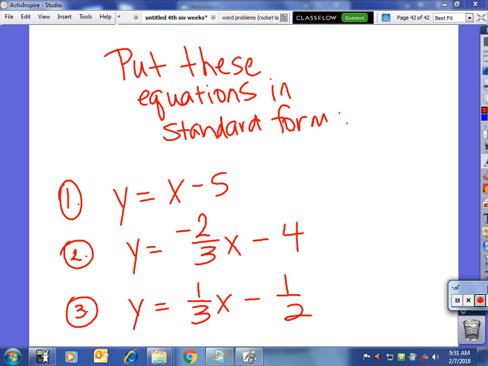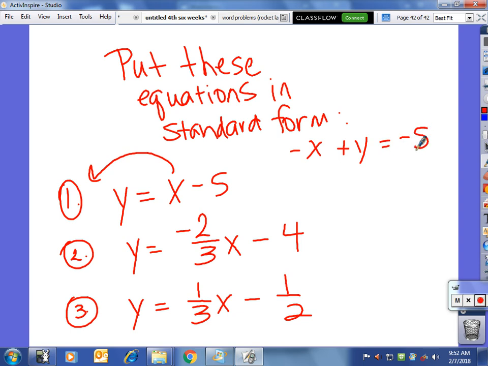Okay, so first let's just practice putting slope-intercept into standard form. Remember, standard form cannot have fractions. I have a lot of kids that understand that the x and y have to be on the same side. That is one part of it. So like on number 1, that positive x needs to get subtracted and moved to the other side to be with the y. So my first step would be negative x plus y equals negative 5.